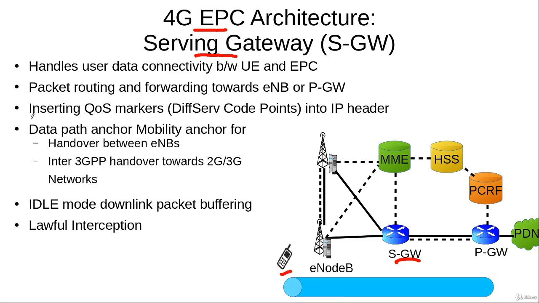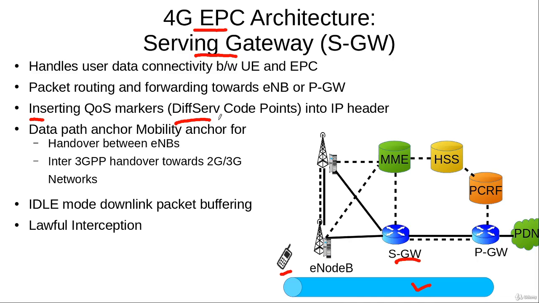And then we come to another important function of the serving gateway. We know that an EPS bearer needs to fulfill certain quality of service requirements. Different EPS bearers have different quality of service requirements, and these quality of service requirements are implemented in an EPS bearer using the diff-serve protocol.